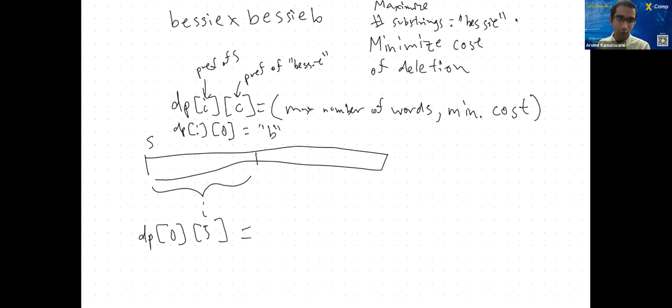So before you consider any of the string, we consider the empty prefix. This has like min cost. There's no cost to removing from an empty prefix. And then the max number of words, there's 0 words that you can have in an empty prefix.